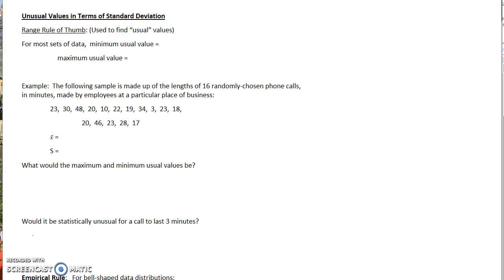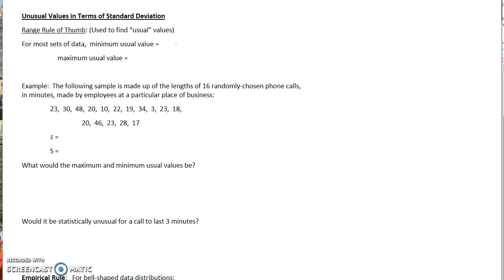All right. So we're going to use the range rule of thumb to find a kind of limit for when we're going to say this value is normal or this value is not normal. So here's how we do this. For most data sets, to find the minimum and maximum usual values, we're going to find the mean and standard deviation. We're going to do this in terms of means and standard deviations.